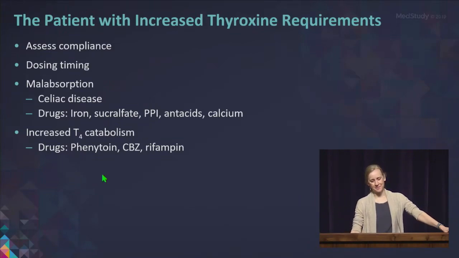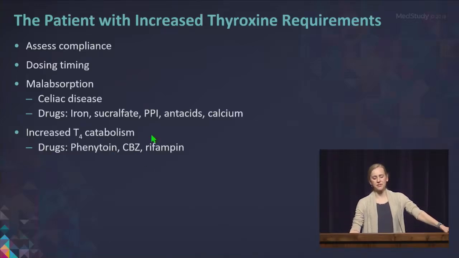The other mechanism, just like we were talking about before, is T4 catabolism. And what do you think catabolizes T4? The CYP enzymes, right? Our favorite things. And so here we see 3 drugs: phenytoin, carbamazepine, and rifampin. And it all makes sense, right? Because phenytoin and carbamazepine are anti-epileptics, so we know that they're inducers.